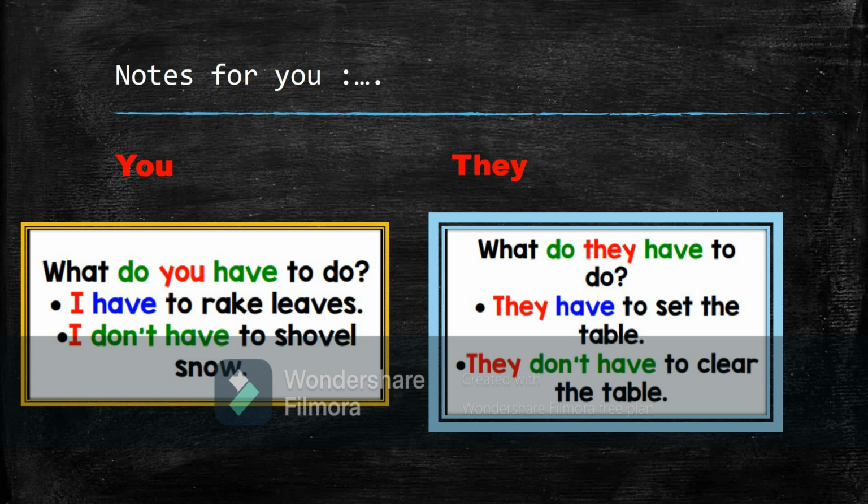So you can answer, I have to rake leaves. I don't have to shovel snow. Notice there are two answers given, have to and don't have to. Have to means you must or you have to. Don't have to means you don't have to do that activity.